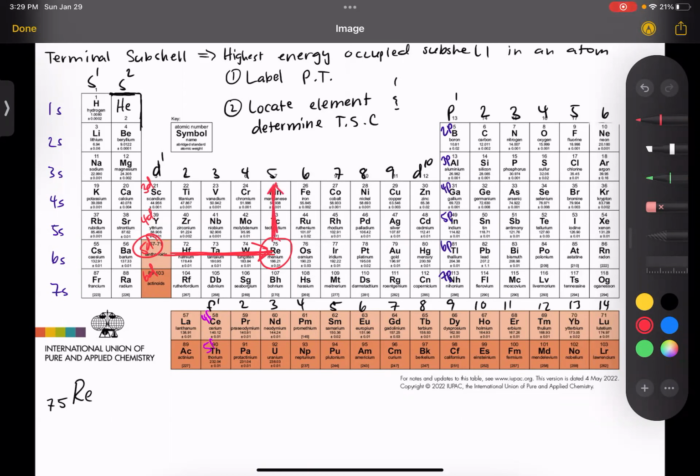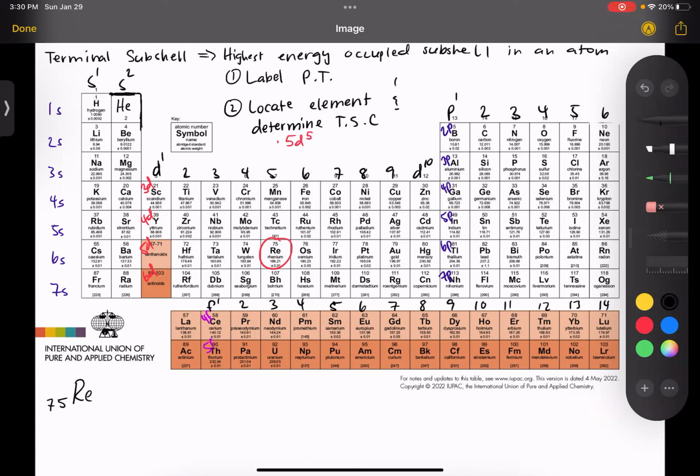We know that because it's in the same row and column, so it has a 5d subshell. Its highest energy electrons are in the 5d subshell. And here, it's in the fifth column in the d block. And so it has a terminal subshell configuration of 5d5. I'll write that down here. So it's 5d5.